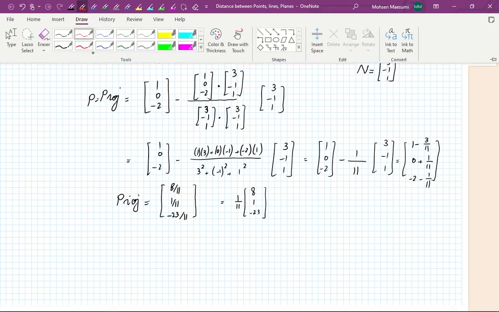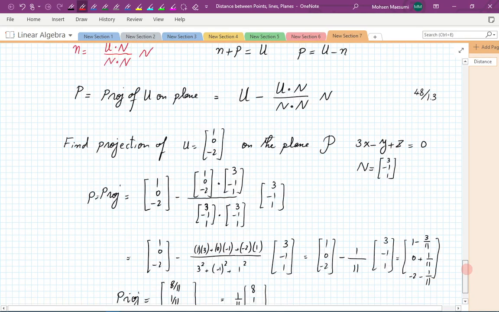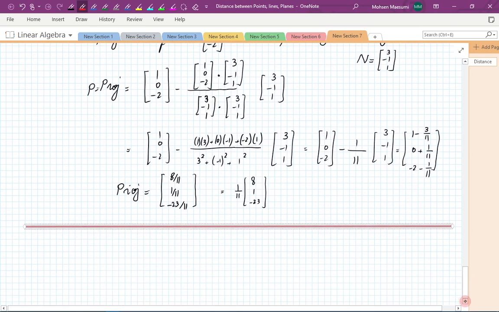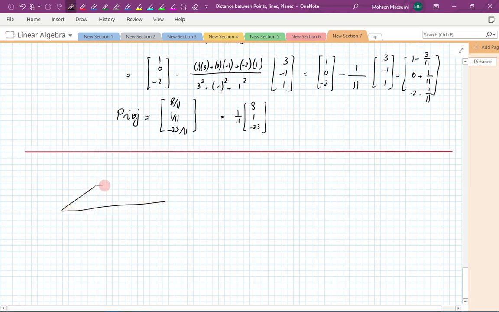Now, problem number 2. So we had 3 problems to do. Reflection of a vector on a plane. This is a good place for you to try your hand at this game you're playing, all sorts of little ideas related to projection. So the idea here now is you have a plane again. For this plane, you know what the normal of it is from its equation. You have some vector u.